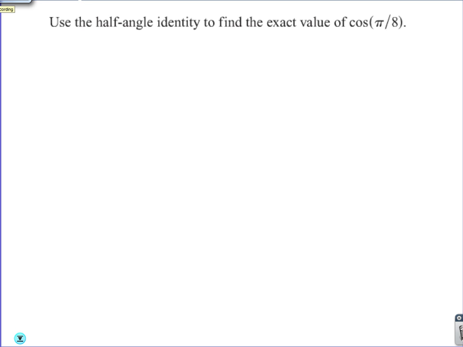The next one says use a half angle identity to find the exact value of cosine of pi over 8. What would you do first? Definitely. I have no idea what pi over 8 is. Okay, so I would turn that into a degree. Pi divided by 8, 180 divided by 8 is 22 and a half. 22 and a half degrees. If you double 22 and a half degrees, what do you get?